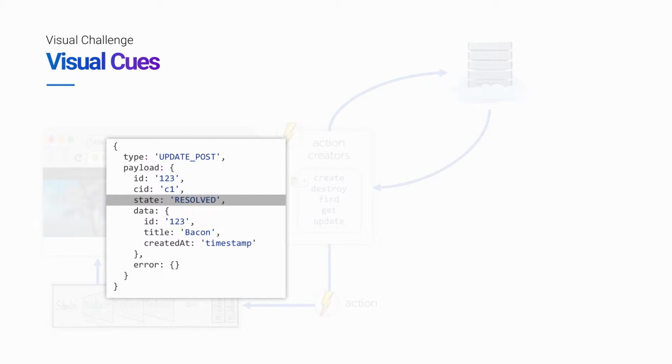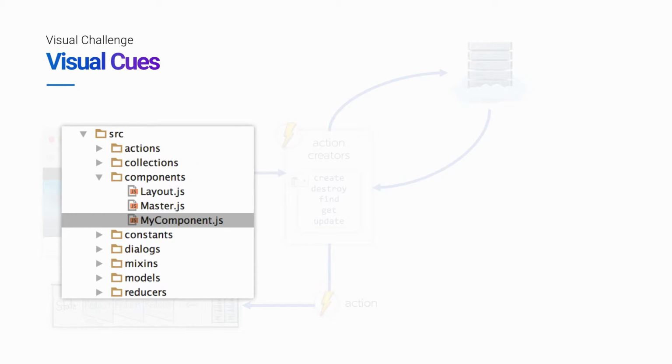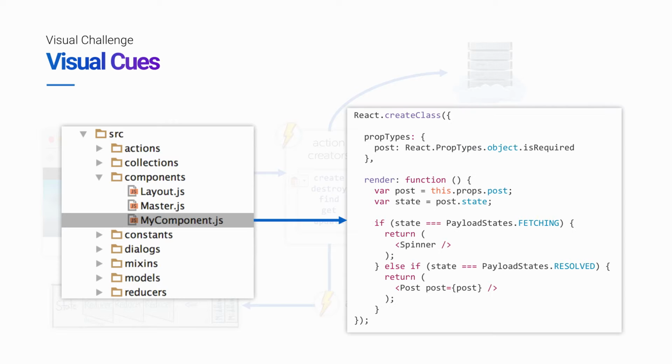And in the payload, we can see that the state is set to resolved, most likely meaning the server just completed our request to create or update this post. The string in the state field is called a payload state in Lore, and the additional possibilities are shown over on the right. States for creating, deleting, fetching, and showing various errors. To demonstrate how to use these states, we're going to jump over to a component.